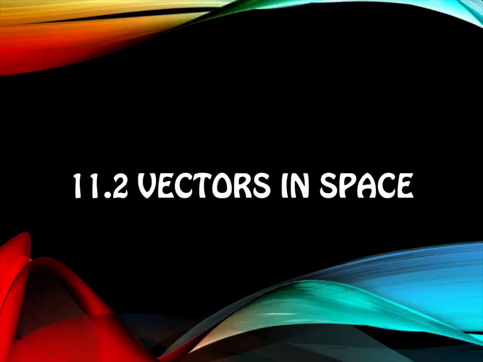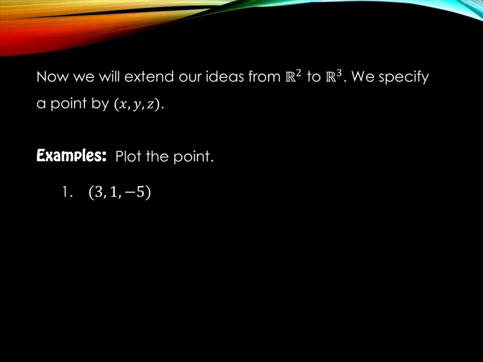All right, section 11.2, we're going to take a look at vectors in space. Before we actually get to the vectors in space, we're going to take a look just at points, lines, curves, those kinds of things, just in general, how space works, okay? So for starters, we're going to extend our ideas from R2, the real number system in 2 dimensions, to R3. We specify a point by x, y, z.